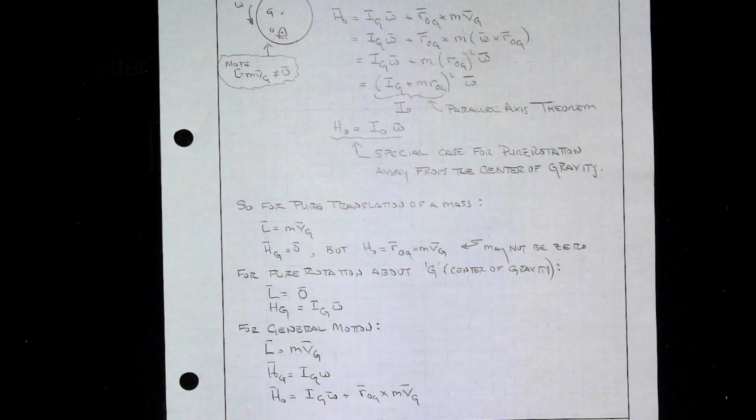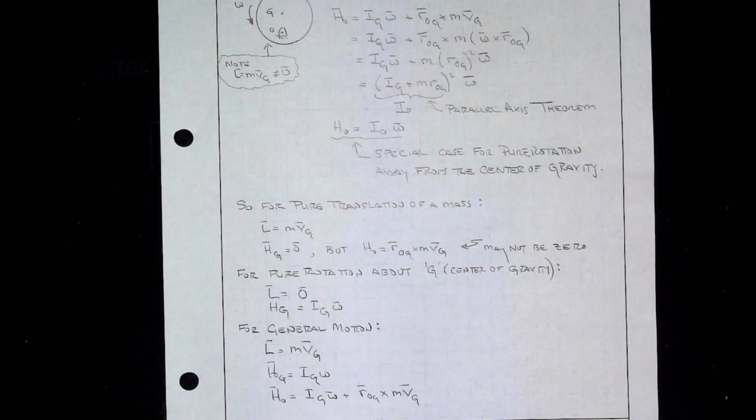So it's time to summarize what we have. For pure translation, we have traditional linear momentum. That means that for pure translation, omega is 0, so Hg would be 0. This is where we're taking this at g. However, we can be in pure translation relative to a spot that's not the center of gravity of the mass. This may not be 0. The angular momentum tends to be non-zero, which may be useful in solving a problem.